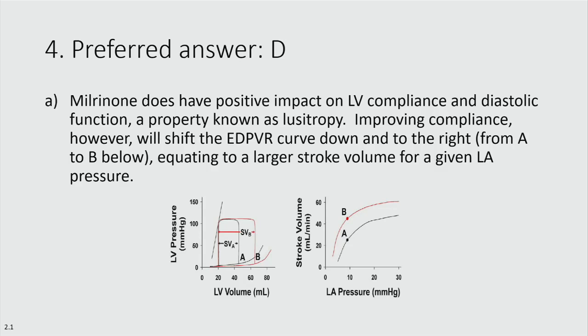Milrinone does have a positive impact on LV compliance and diastolic function, a property known as lusitropy, as Shaji mentioned. Improving compliance, however, will shift the end-diastolic pressure volume relationship curve down and to the right. It will make it easier for the ventricle to accommodate more volume at lower pressure. That's the property of compliance, equating to a larger stroke volume for a given LA pressure.